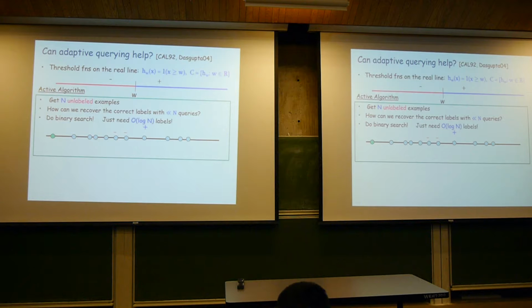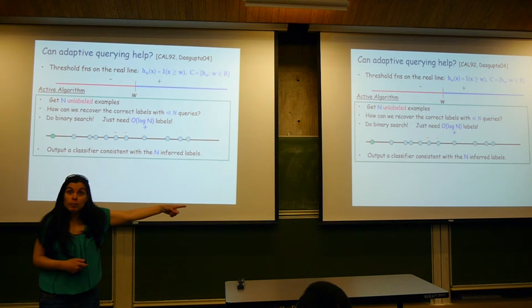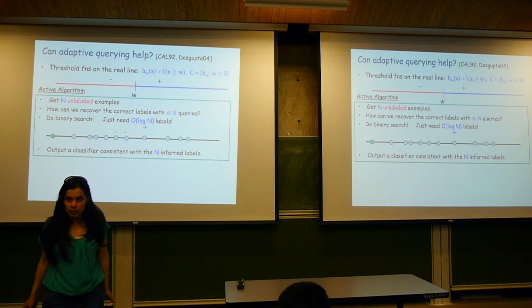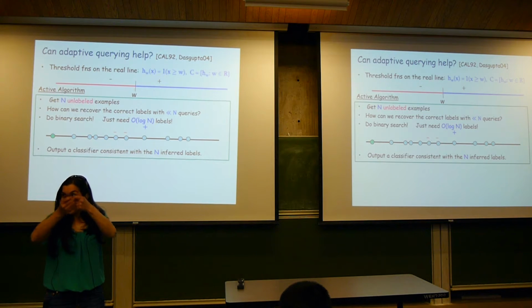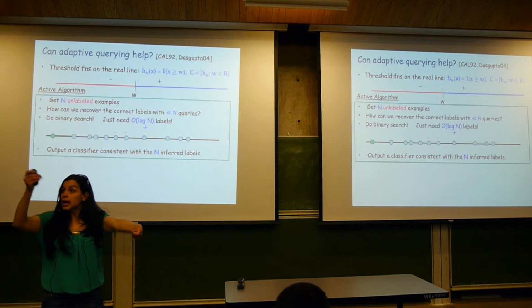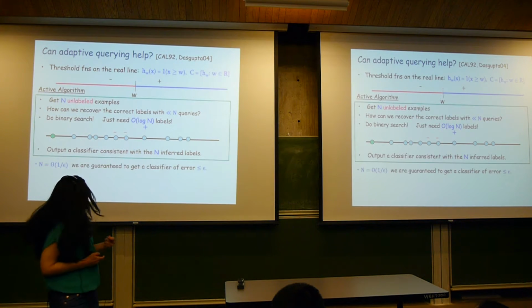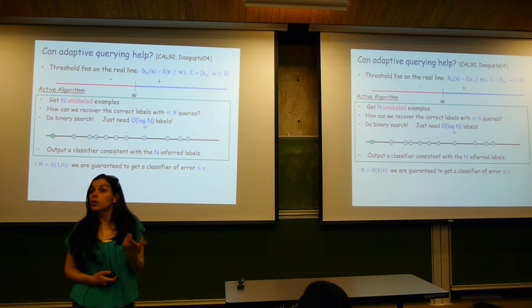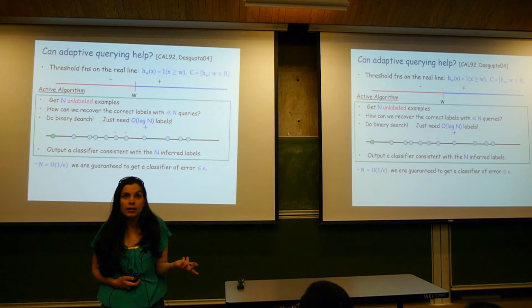But anyway, this is an example where if I draw n unlabeled samples, with only log n queries, I can recover the true labeling of these n unlabeled samples. And then I can just output a classifier that is consistent with the inferred labels. That way I got the labels of n IID samples drawn from the underlying distribution by only asking log n queries. And now if I make n to be 1 over epsilon, then I'm guaranteed to output a classifier with error almost epsilon. Why?